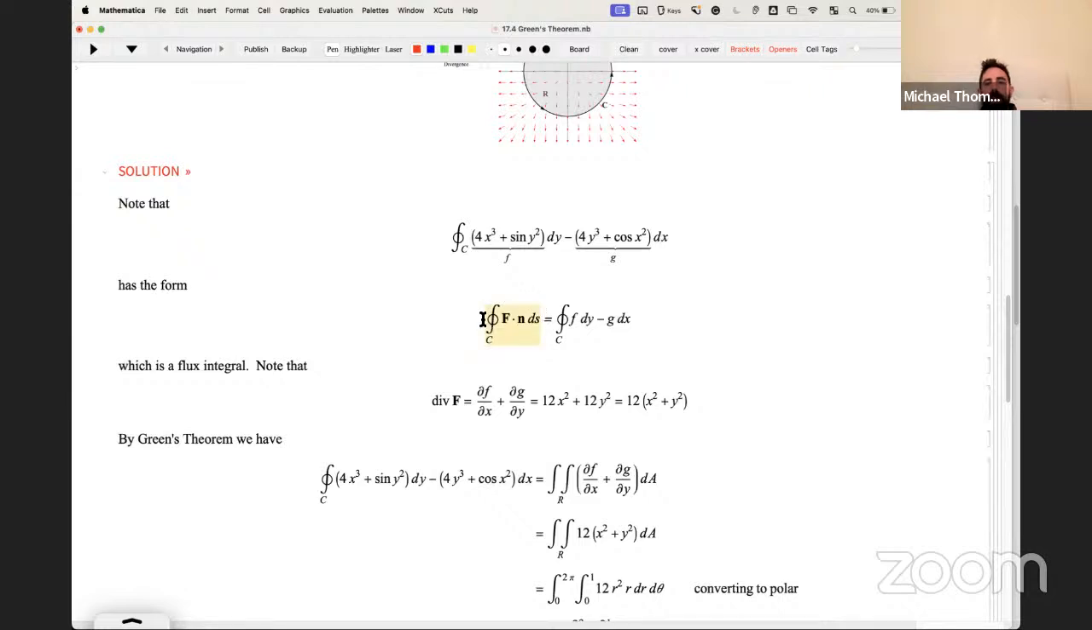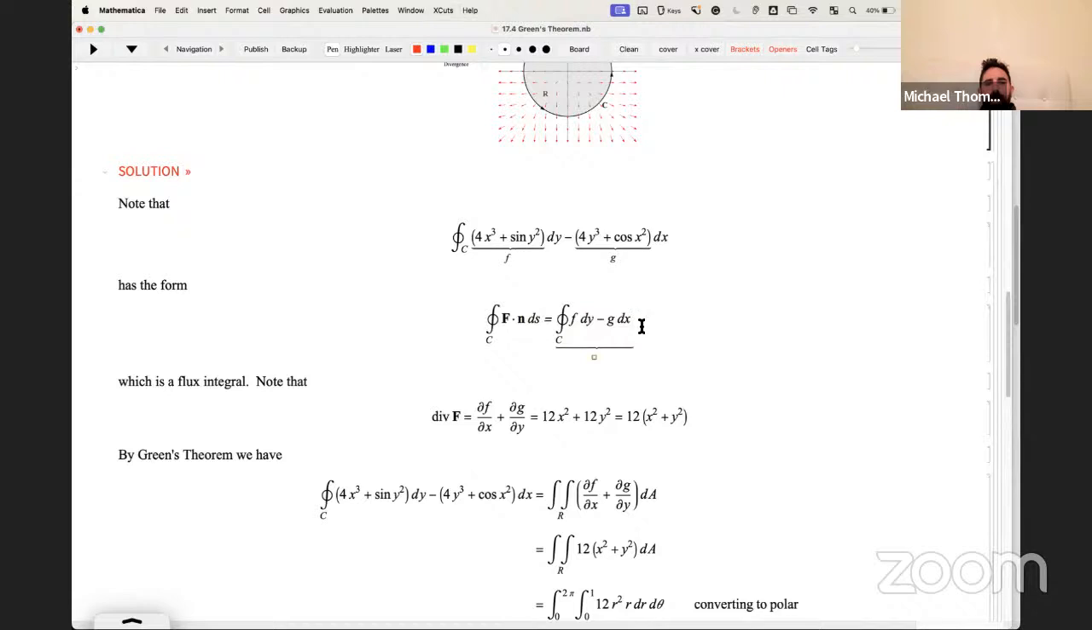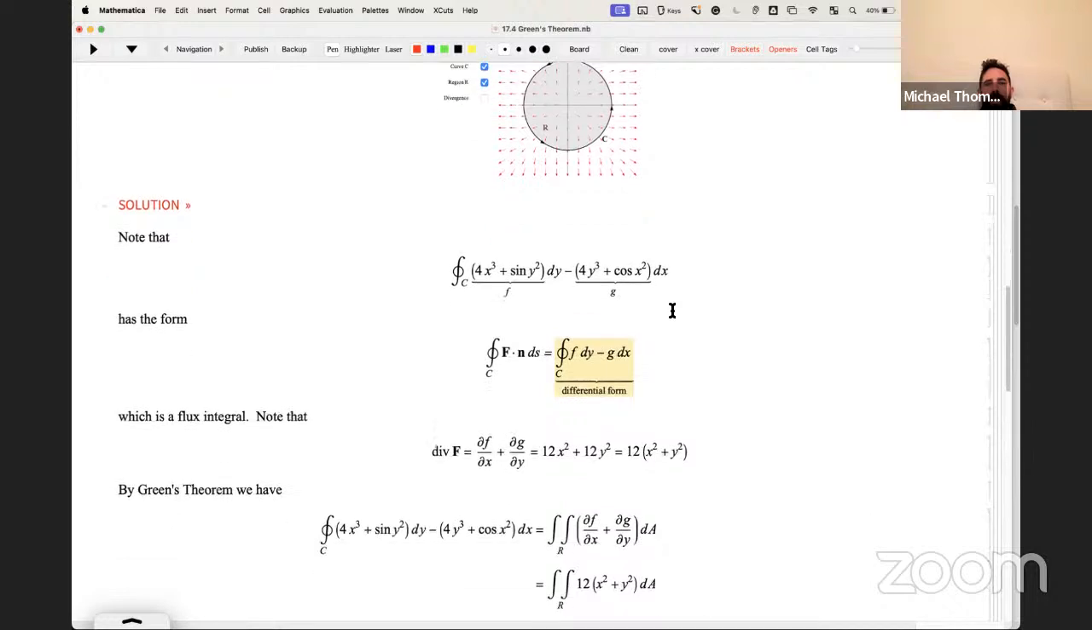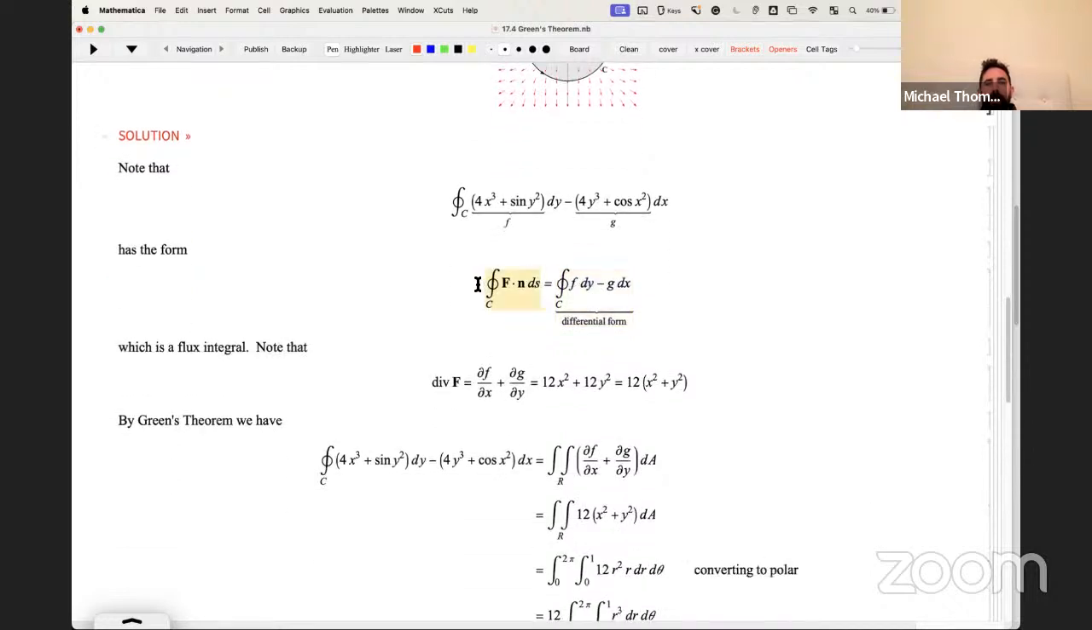Remember this? I can't remember who that was, you, Omar? You remember this form? This is a differential form. They mean the same thing. So the fact that it's written in this order with the dy and then the minus and then the dx indicates that we're finding a flux integral. So all you have to do is identify the f and the g.